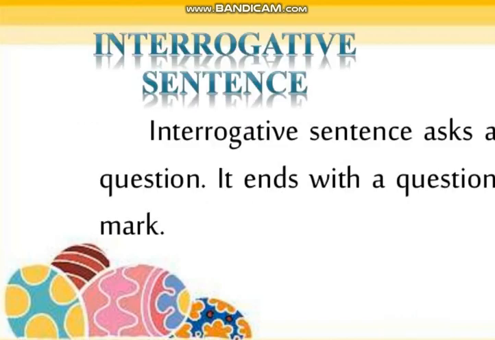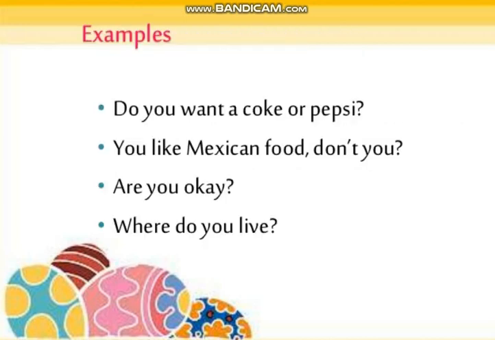Okay, then we have interrogative sentences. An interrogative sentence asks a question. It ends with a question mark. As you know, it's the simple one. It asks a question which has to be answered, and such sentences end with a question mark. Do you want a Coke or Pepsi? Here obviously you have to answer. You have to choose one of these two options, Coke or Pepsi. This type of sentence always needs an answer.